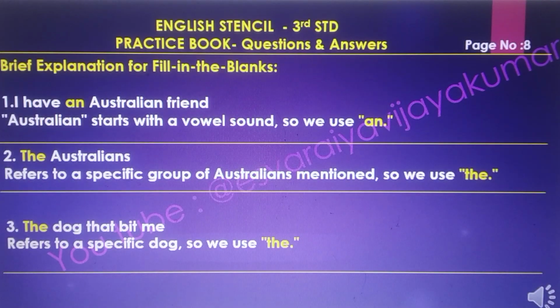The brief explanations of these questions. I have an Australian friend. Here Australian starts with a vowel sound, so we use an. The Australians refers to a specific group of Australians mentioned, so we use the. The dog that bit me refers to a specific dog, so we use the.